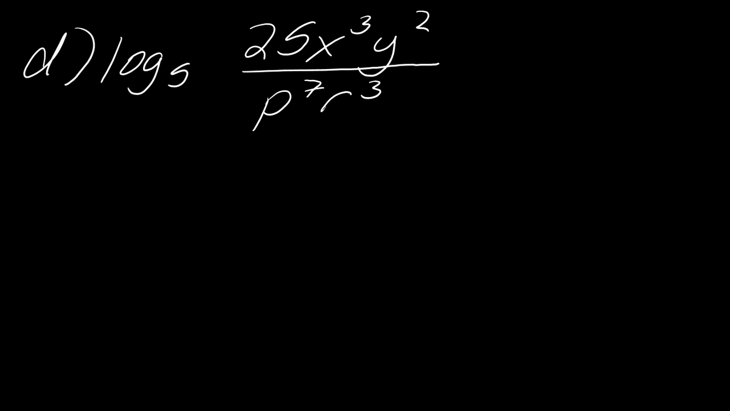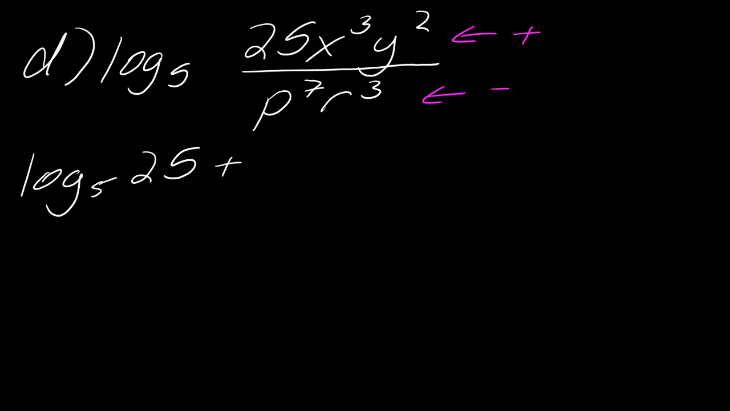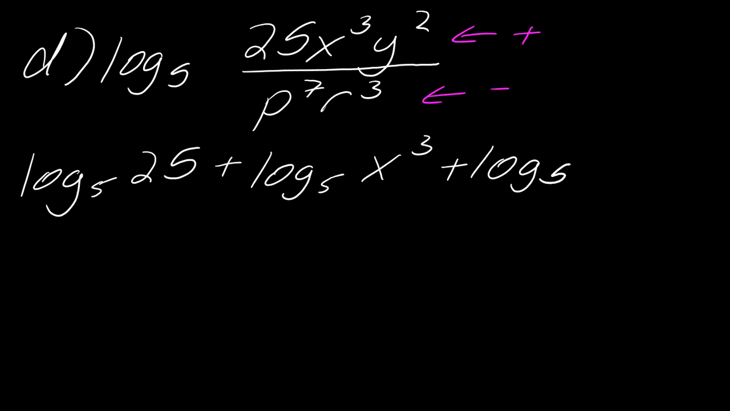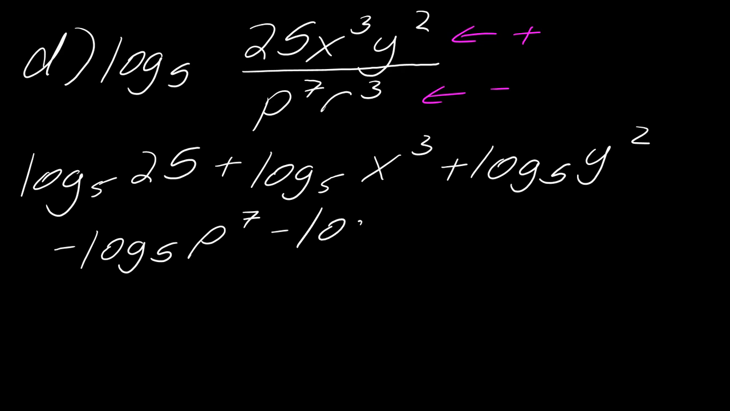Okay, so remember, everything on top gets a plus sign, everything in the bottom gets a minus sign. I can just go ahead and bank on that. So this is going to be log base 5 of 25 plus log base 5 of x cubed plus log base 5 of y squared minus log base 5 of p to the 7th minus log base 5 of r to the 3rd.